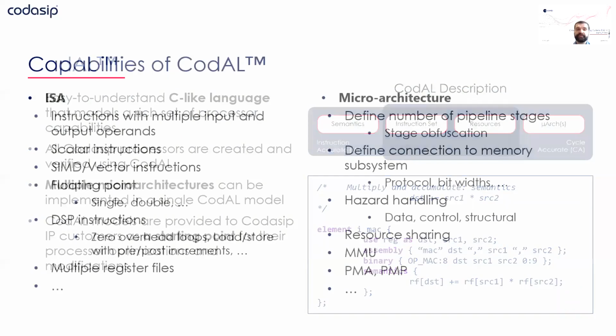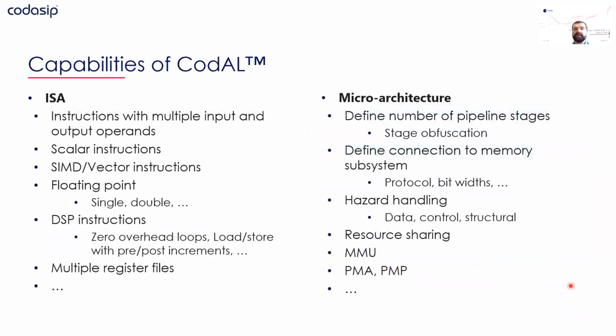Now, if you look at what you can do with CODL, it's a bunch of things, and I already touched a couple of them. So you can have instructions with multi-input and multi-output operands. I was mentioning scalar and vector instructions or SIMD instructions, of course, floating point operations, DSP operations. You can also define multiple register files or multiple stack architectures. So this is supported by Studio already and by the language as well.